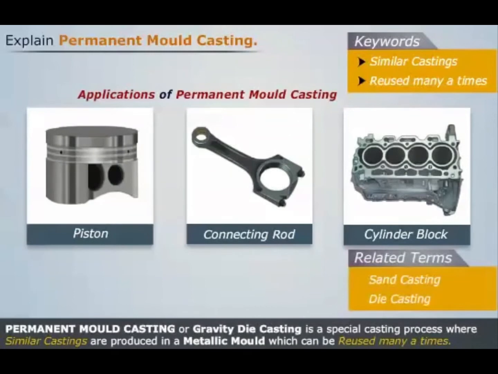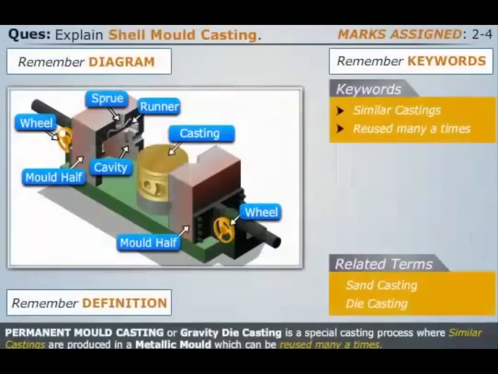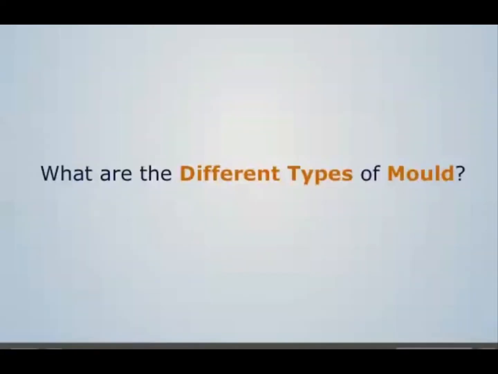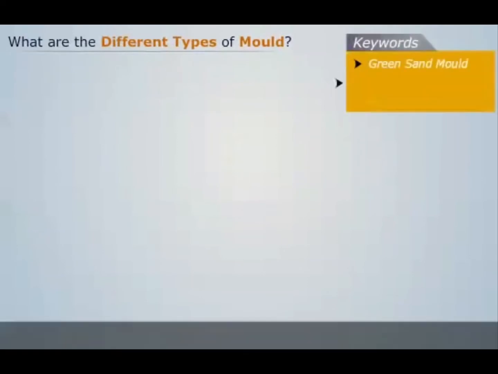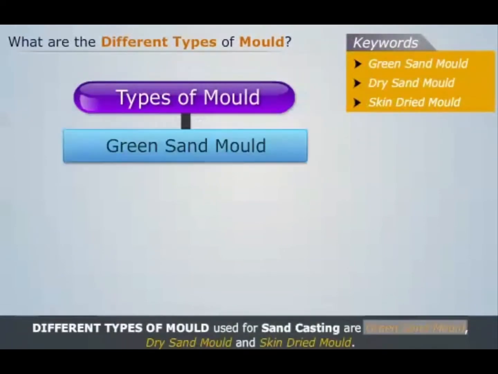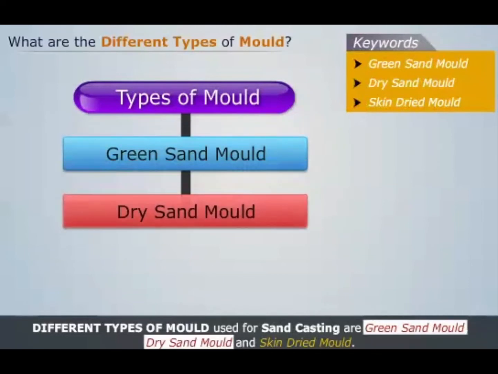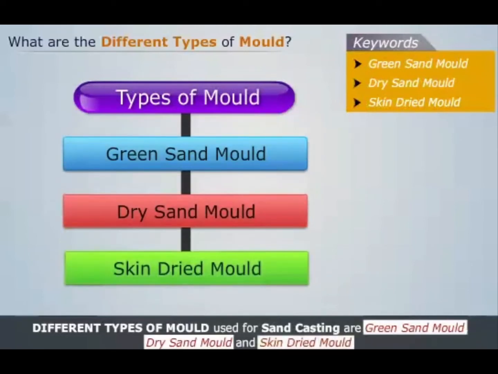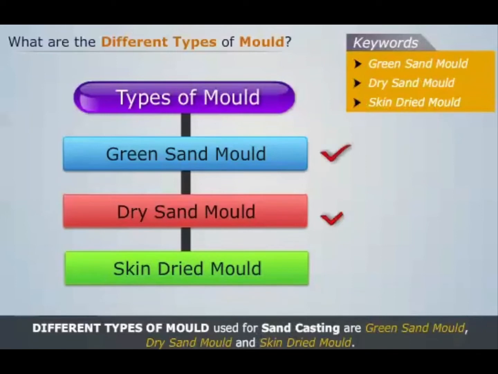Related terms are different types of mold. The different types of mold used for sand casting are green sand mold, dry sand mold, and skin-dried mold. Let's now describe each of these molds.